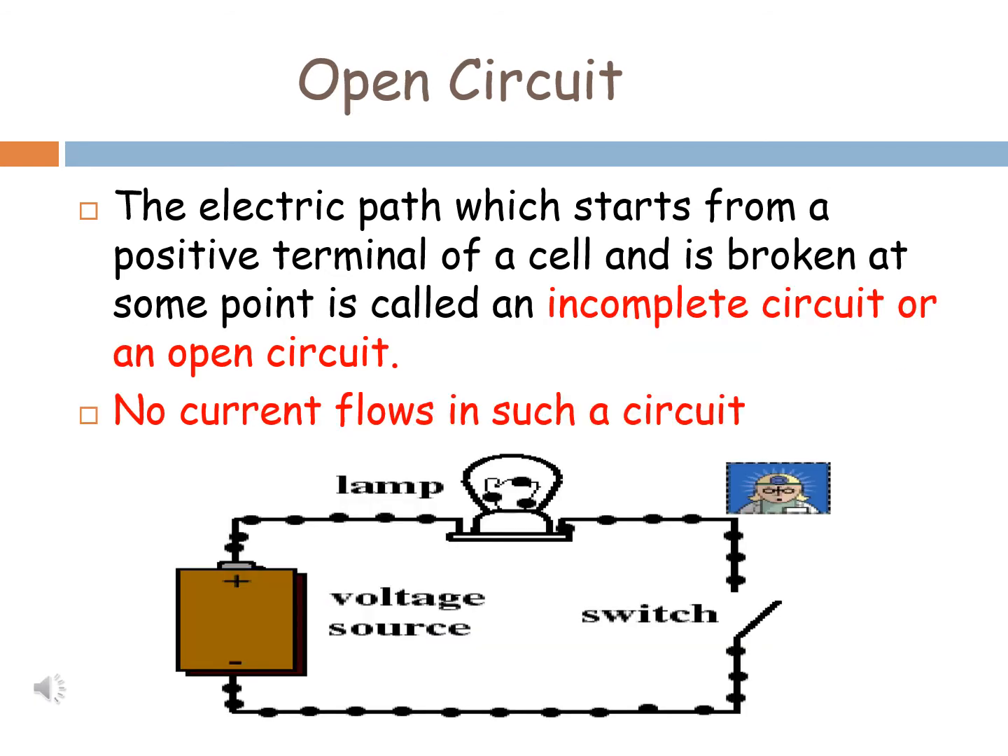Next is open circuit. The electric path which starts from the positive terminal of a cell and is broken at some point, that type of circuit is known as an incomplete circuit or an open circuit. So we can say this circuit is not complete, it's open. No current flows in such a circuit. That's why in this circuit the bulb will not glow, because it is an incomplete circuit and there is a break in the circuit. So current will not flow and the bulb will not glow.